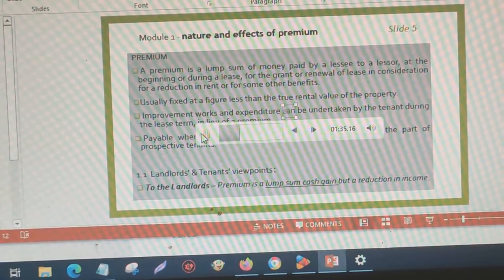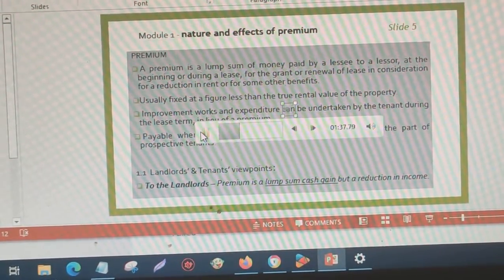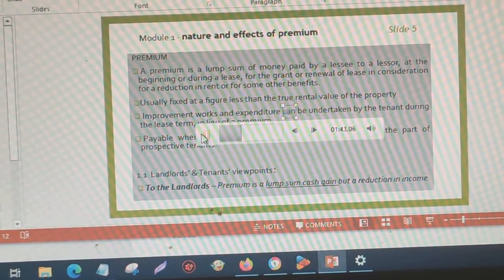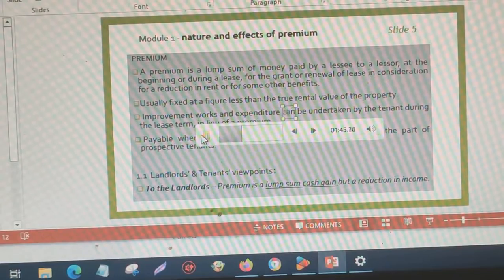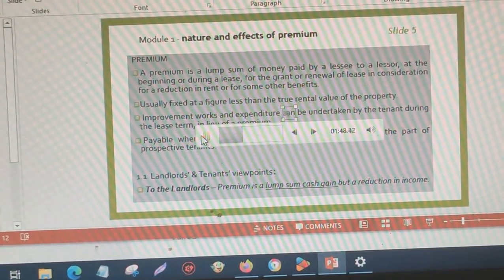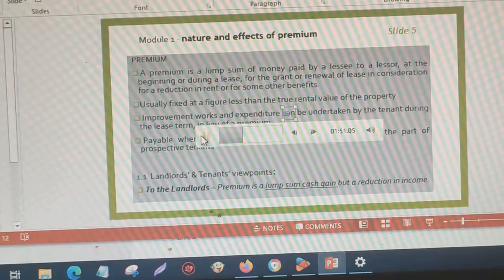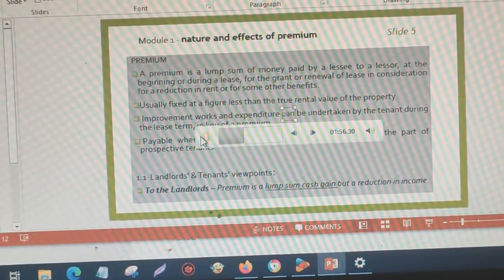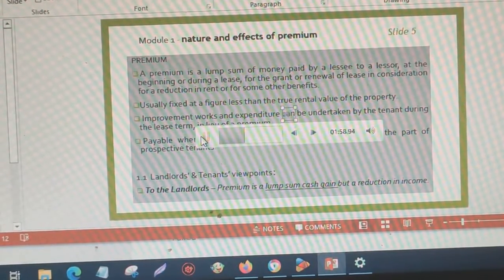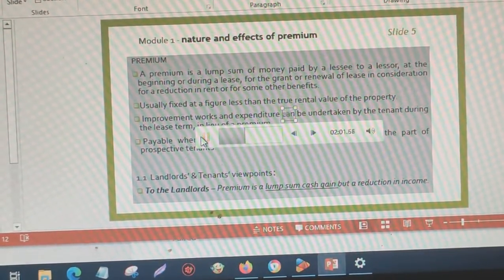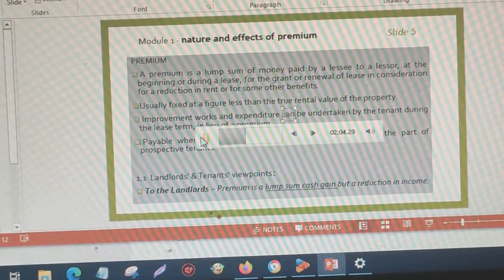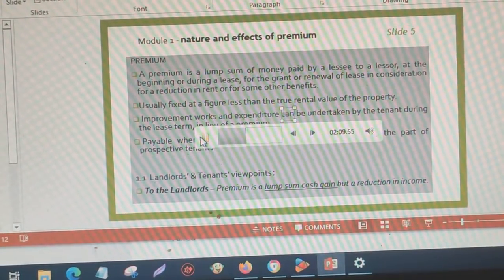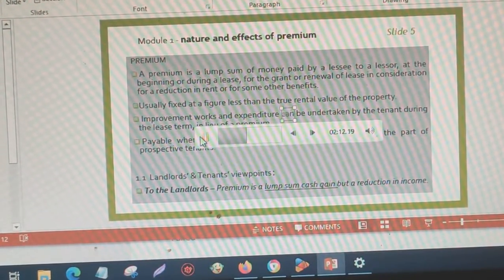What is premium? A premium is a lump sum of money paid by a lessee to a lessor at the beginning or during a lease for the grant of a renewal of lease in consideration for a reduction in rent or for some other benefits. Let me break this down. Premium denotes a lump sum payment made by a lessee to a lessor, and this could be made at the beginning of a lease or during a lease so that a renewal of a lease can be granted, and there must be a reduction in rent.